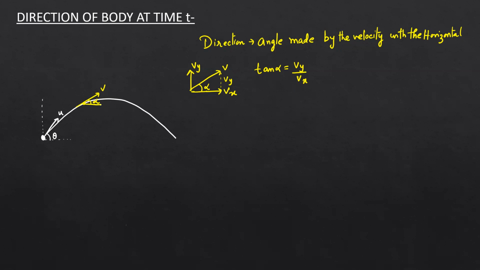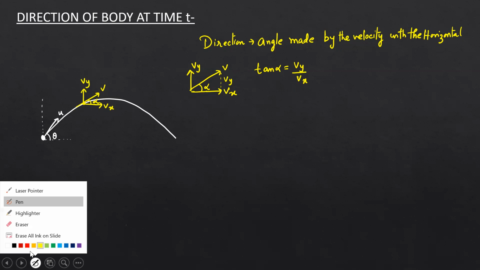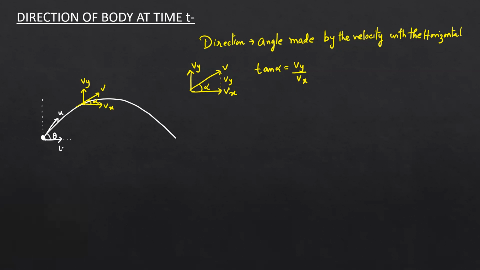So we know if this is vx and this is vy, I can resolve u also into two components, isn't it? One is ux, which is u cos theta, the initial velocity along the x-axis. The other is the initial velocity along the y-axis, which is nothing but u sin theta. We know vx and ux are same. We have seen in the analysis of the projectile, vx and ux are same because along the x-axis there is no acceleration. Therefore, the velocity is going to be constant along the x-axis. So vx is same as ux. But vy will not be same as uy, because along the y-axis there is acceleration.